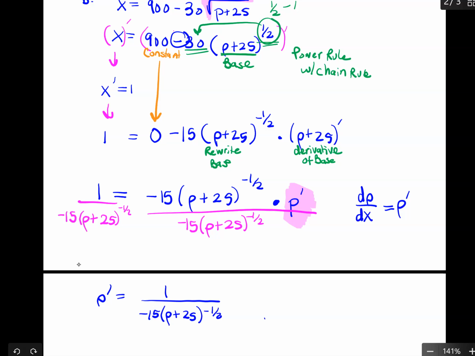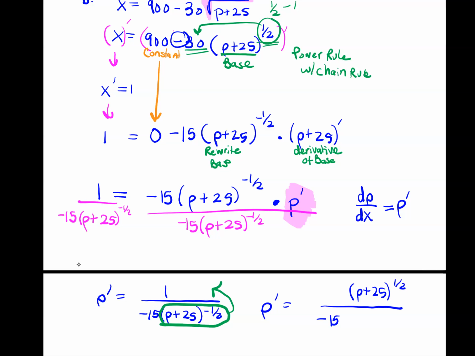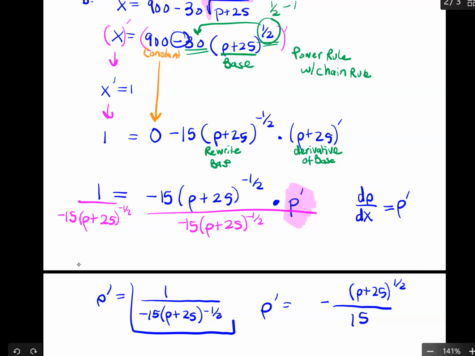Now, of course, you can do some cleanup here if you want to. If you want to relocate the base to the numerator because it's attached to a negative exponent, you can. So that would give me 1 over negative 15, and then I would relocate my binomial. And when I do that, the exponent turns positive. I can keep cleaning it up because I don't need that understood 1 there. I could also pull this negative either to the numerator or out in front of my fraction. So the most simplified version would probably look like this. That's kind of messy, but you could just stop here as soon as you isolate your p prime and you're done.